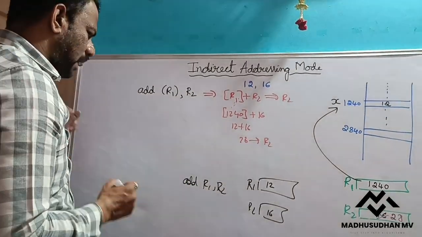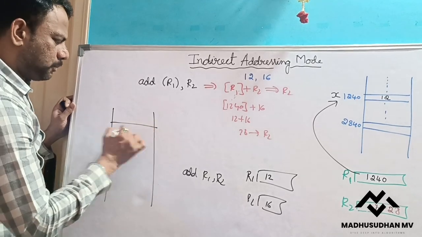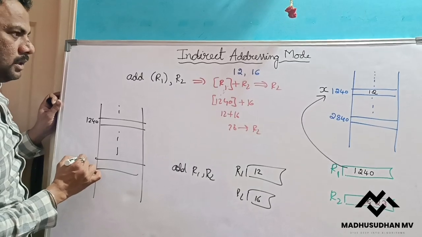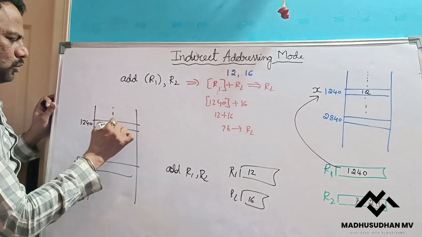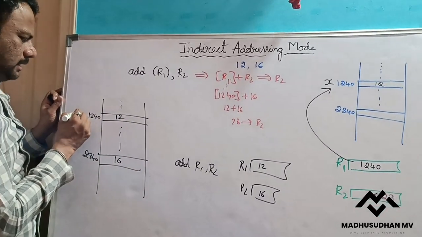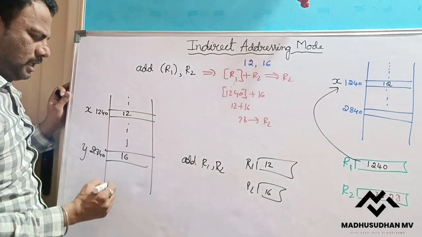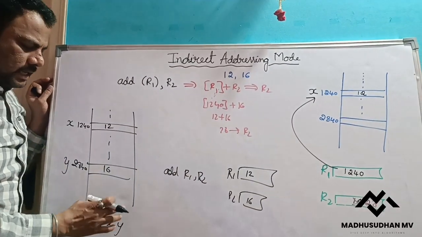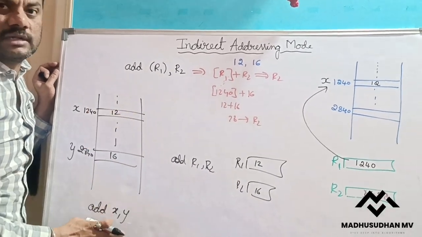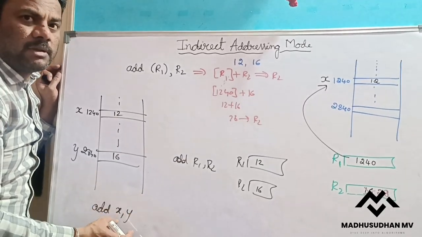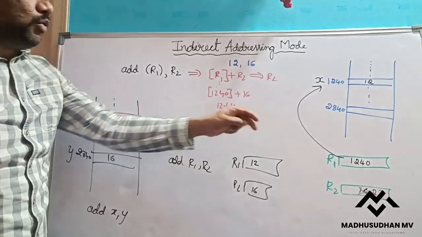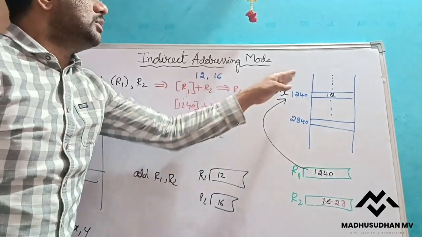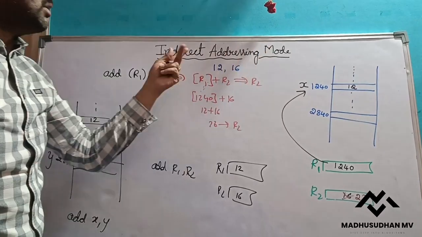Simple. Suppose instead this is my main memory, with 1240 and 2840, and here I stored 12 and here I stored 16. The names I have given are X and Y. If I say add X, Y, this is called direct addressing mode, also called absolute addressing mode. But here, in indirect, I have not mentioned it directly. That means first I go to some register or memory location and get the address, then go to that address and get the value. This is indirect addressing mode.